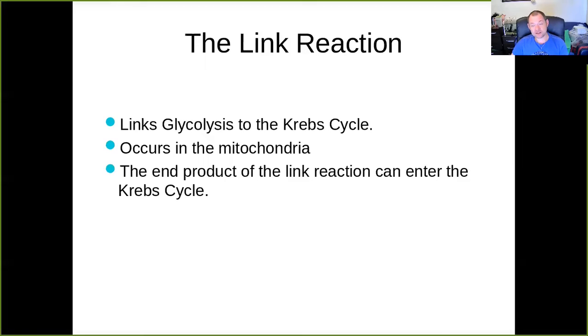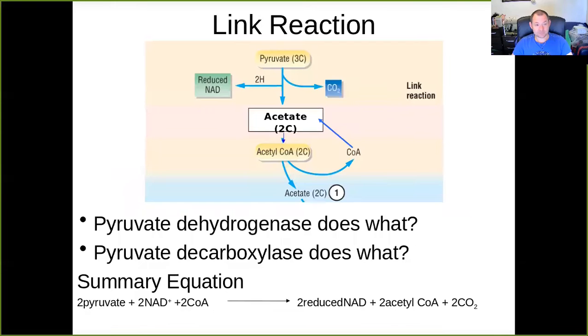So it occurs in the mitochondria itself. The link reaction is also in the mitochondria as well as the Krebs cycle. The end product of the link reaction can enter the Krebs cycle. So this is the link reaction. Pyruvate goes in and something called acetyl coenzyme A goes out. Now this is a little bit shorter than glycolysis. There's fewer steps, nice and easy to go through.